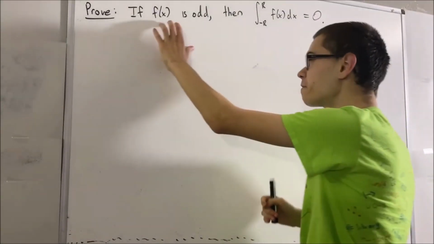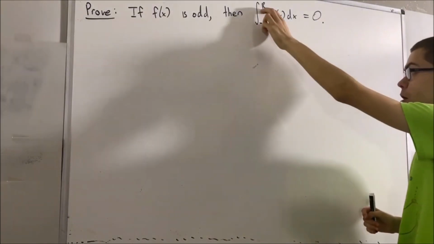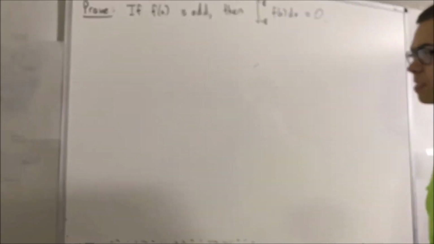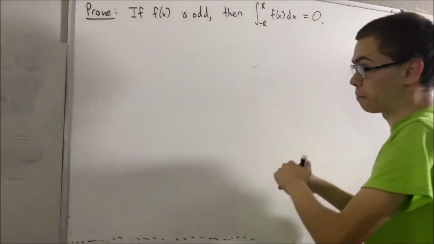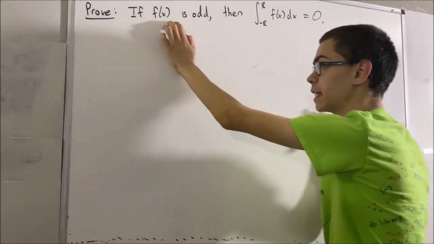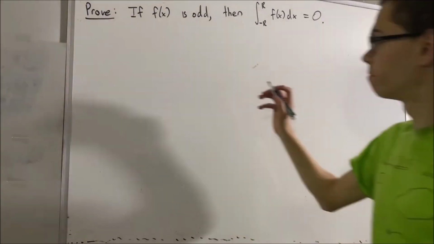All right, so in this video, we're going to prove that if f of x is an odd function, then the integral from negative r to r of f of x dx equals 0. So let's first just look at an example of this fact. For instance, let's say that f of x equals x cubed, and r is equal to positive 2.